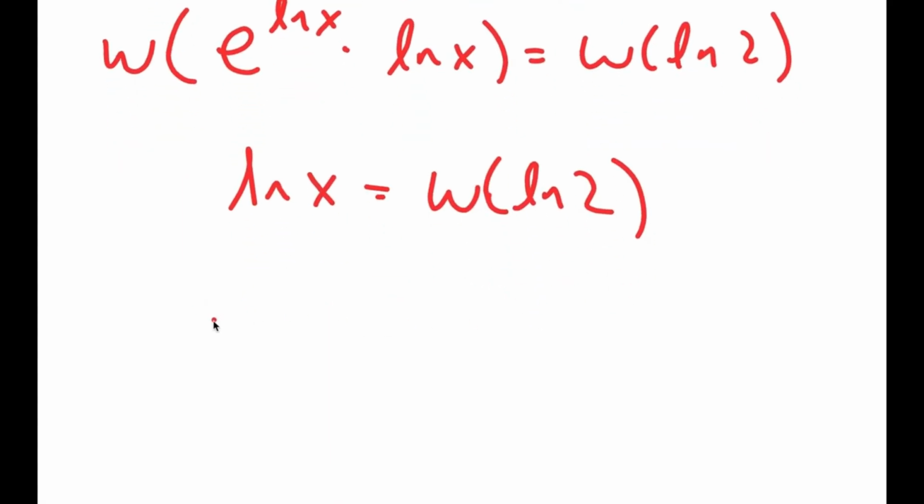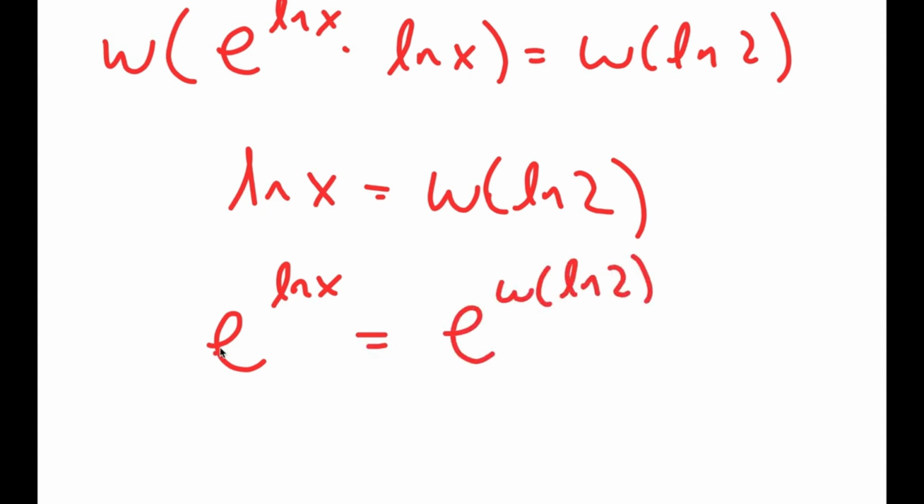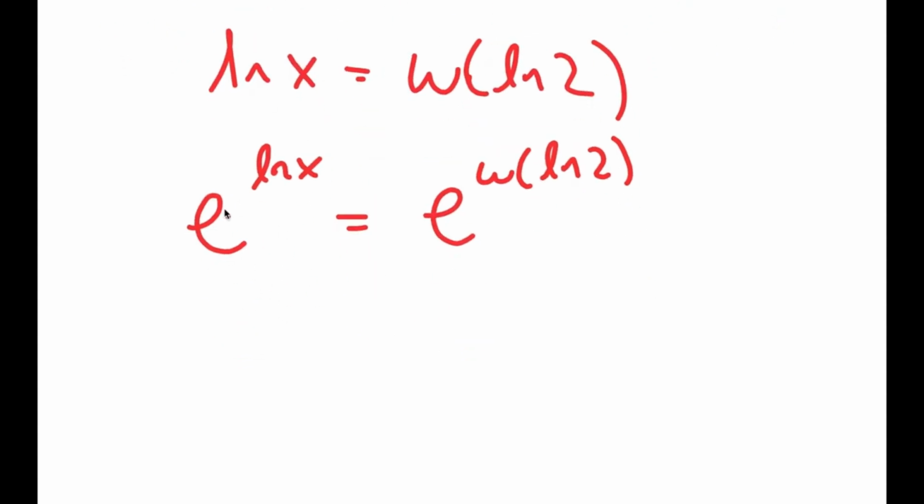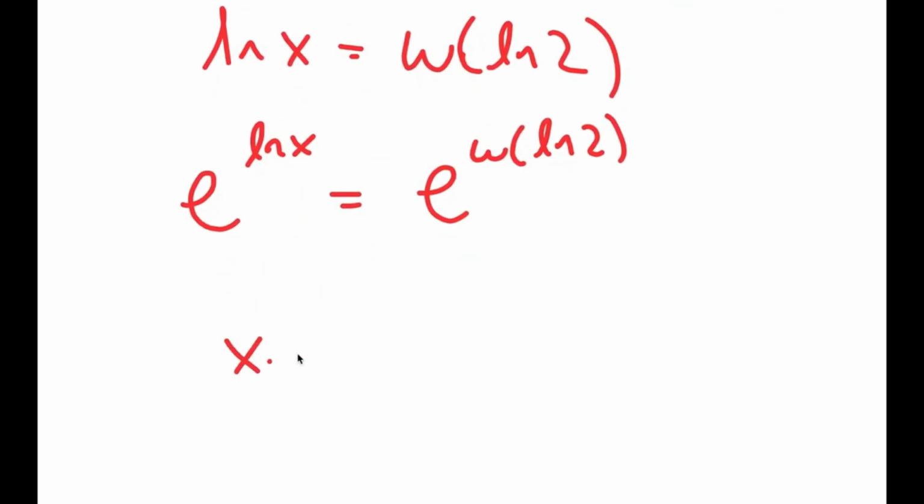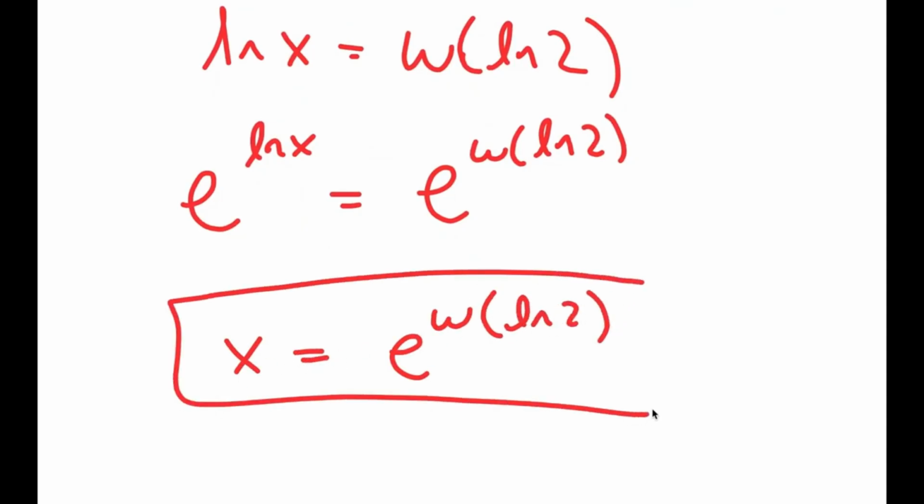So now to further simplify this, because we're just solving for x, I'm going to take e to the power of both sides. So now the e and ln cancel out, so I'm left with x is equal to e to the power of W of ln 2. So this is my answer.